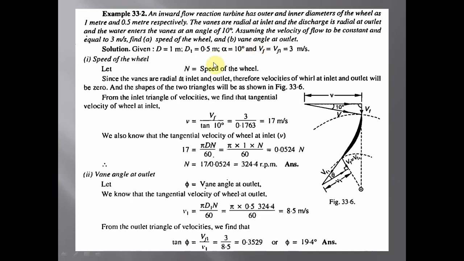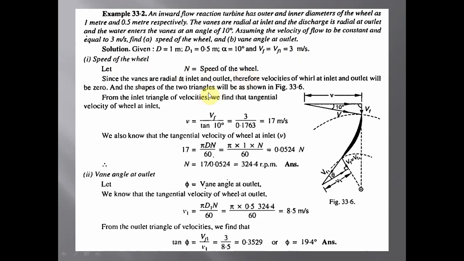So this is what is given in the problem. They are to find the speed of the wheel and the vane angle at outlet. Given: diameter D is 1 meter, D1 is 0.5 meters, alpha is 10 degrees, and Vf equals Vf1, which is 3 meters per second. Let N be the speed of the wheel.